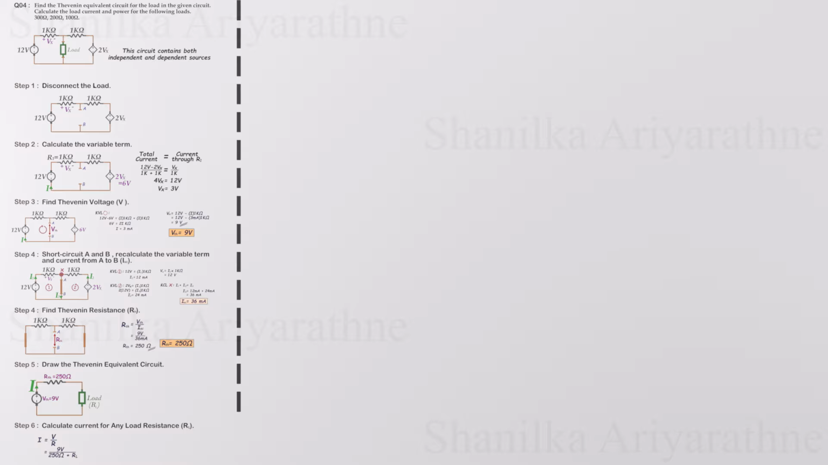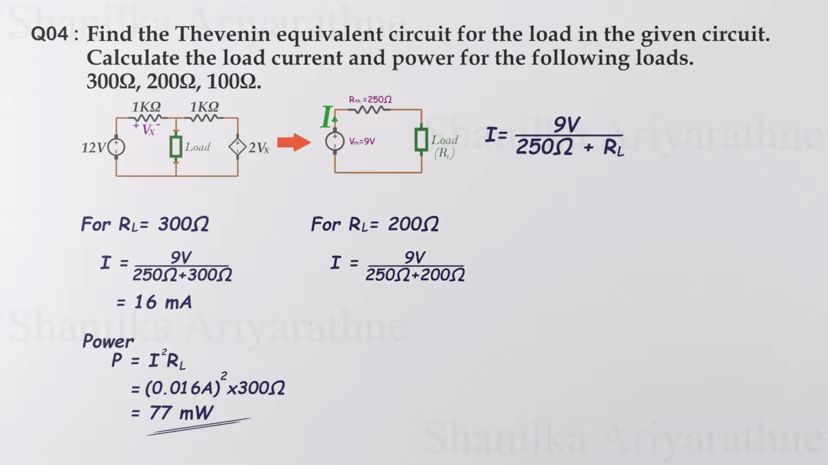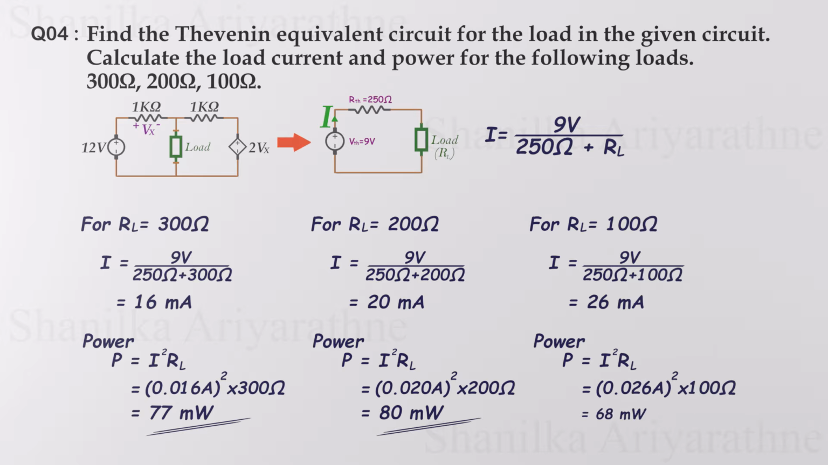Since now we have the Thevenin equivalent circuit, we can test the circuit for any load. Let's calculate the load current and power for given loads. For 300 ohms, the load current is 16 milliamps. The load power is 77 milliwatts. For 200 ohms, the load current is 20 milliamps. The load power is 80 milliwatts. For 100 ohms, the load current is 26 milliamps. The load power is 68 milliwatts.